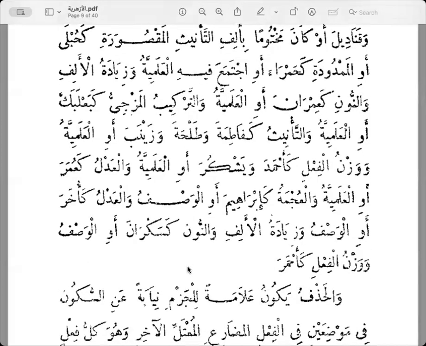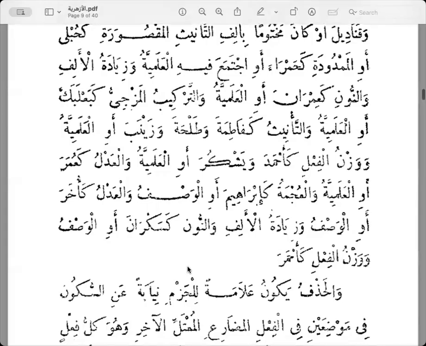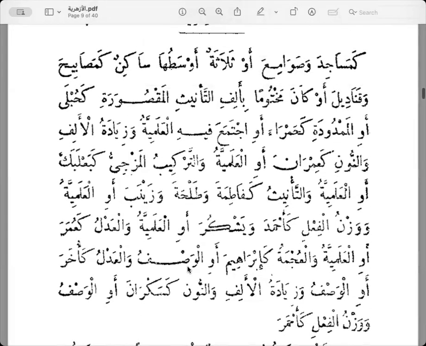We didn't see Zainabat. So just quickly mention Zainabat. So how do we deal with Zainabat? Right? So you named your daughter Zainabat. How do we do this? So I can treat her as Jama' Mu'annath Salim. I can say هذه زينبات ومررت بزينبات ورأيت زينبات. Okay? Or I can treat it as غير منصرف. هذه زينبات ومررت بزينبات ورأيت زينبات.